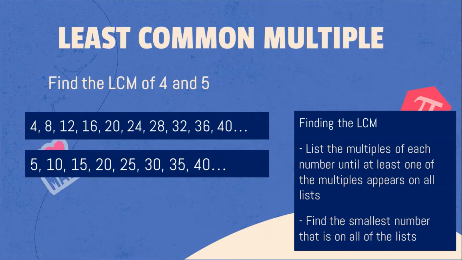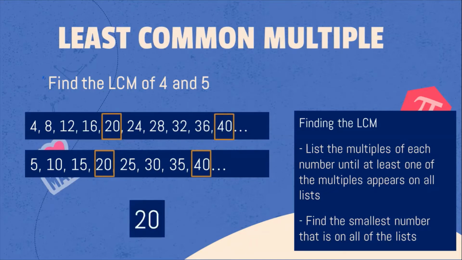Okay, we are now finished with the first step. We list down the multiples of each given number. Now, we will be looking for the common number on both multiples. What are those numbers? We have 20 and 20. We also have 40, 40. But we are looking for the least, that is the smallest common multiple. That means the final answer is 20. The least common multiple of 4 and 5 is 20.